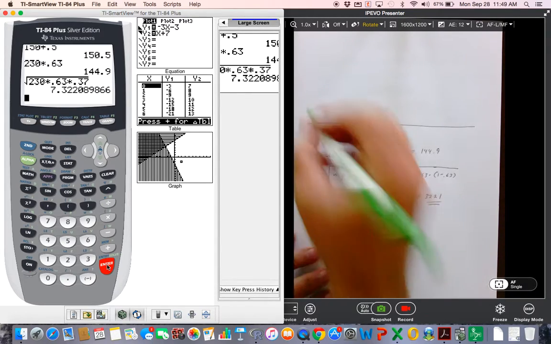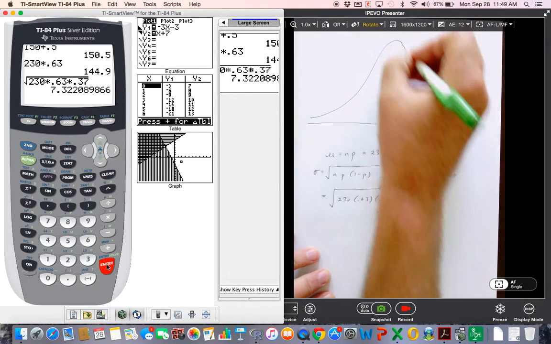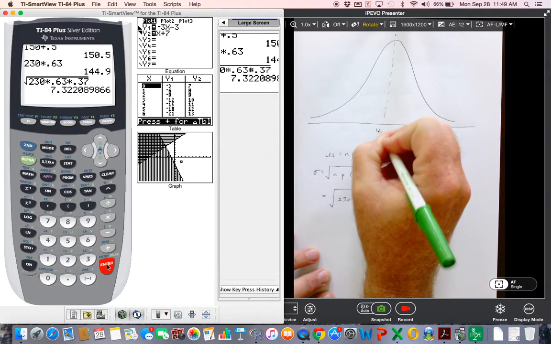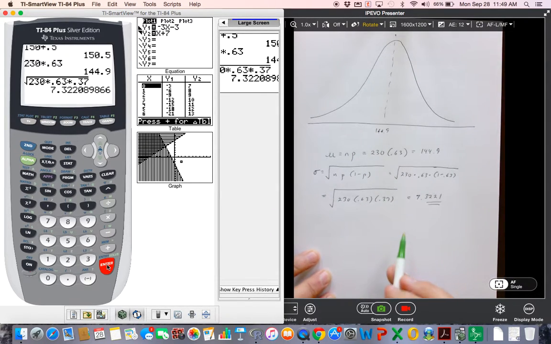All right, so I want to go out quite a few places here. So I'm going to go 7.3221. Always go out 4 places on a measurement like this. Now, what I've got here is this normal distribution, mean of 144.9, and I am focusing on this continuity correction.